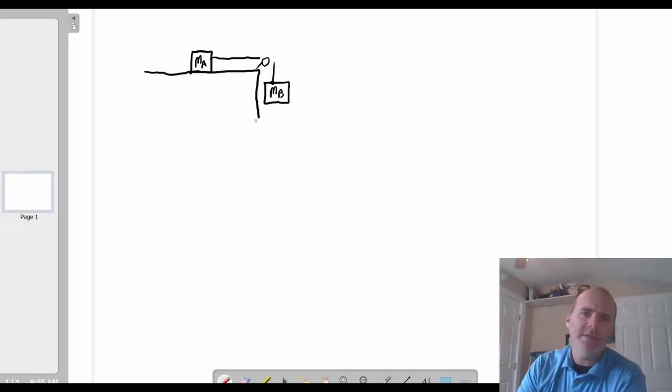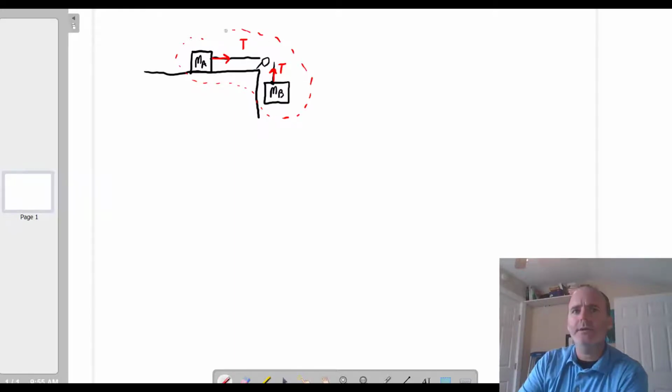Okay, so we have these two things, and the one key concept here is that if this is a massless pulley, these tensions are going to be the same. Like this tension going this way is going to be the same as this tension going up. So these tensions are going to be the same. All right. So here's the trick. Since these tensions are the same, I'm going to treat this as one big system here.